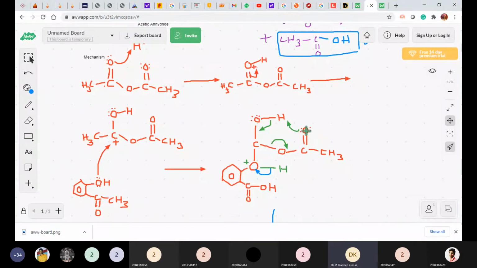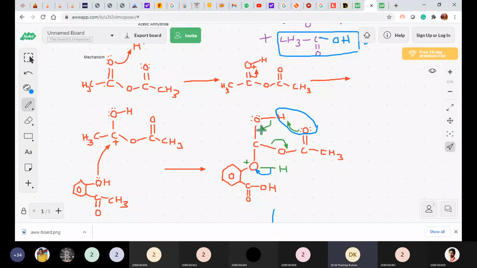carboxyl group, this oxygen bearing two lone pairs of electrons. This oxygen will use one lone pair of electrons to abstract this hydrogen, which is present on the other oxygen. This oxygen will abstract this hydrogen. So this bond will be broken. Again, this bond will come back to this carbon oxygen, okay?